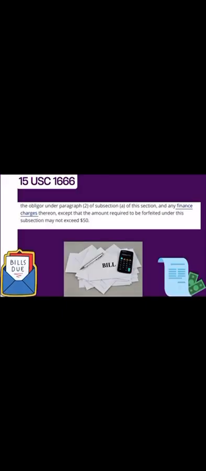Any creditor who fails to comply with the requirements of this section or section 1666A of this title forfeits any right to collect from the obligor the amount indicated by the obligor under paragraph 2 of subsection A of this section, and any finance charged thereon, except that the amount required to be forfeited under this subsection may not exceed $50. So basically, what it's saying is that if any of these companies do not comply with the guidelines of billing error, and they cut your services off, or they continue to send you a bill, or any of that, it automatically throws that owed amount out the window, and it goes in your favor.